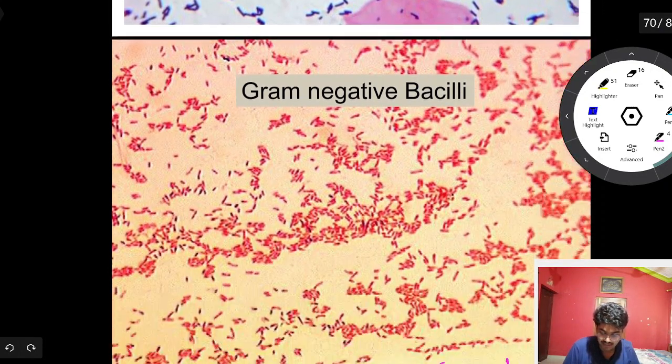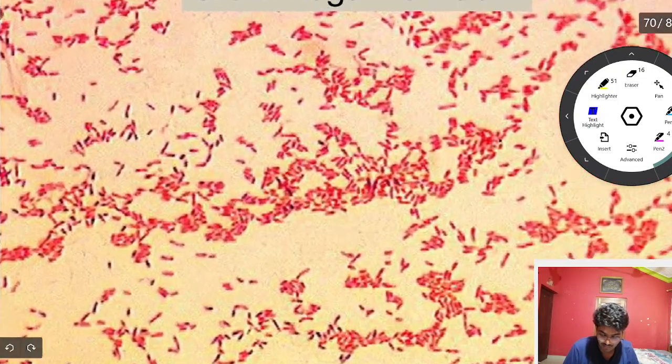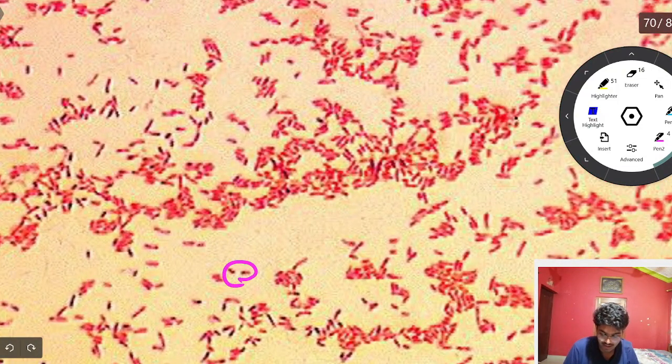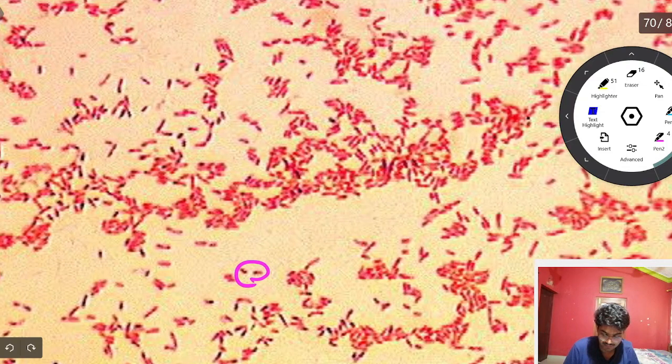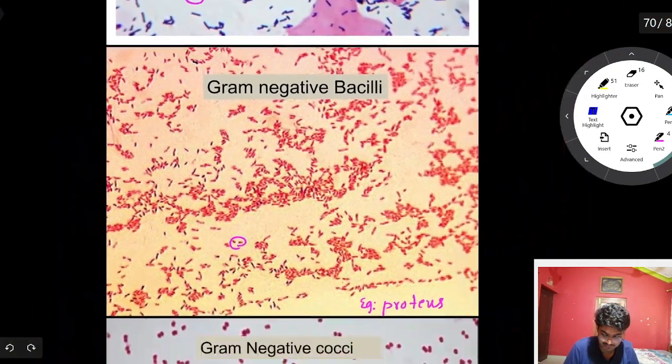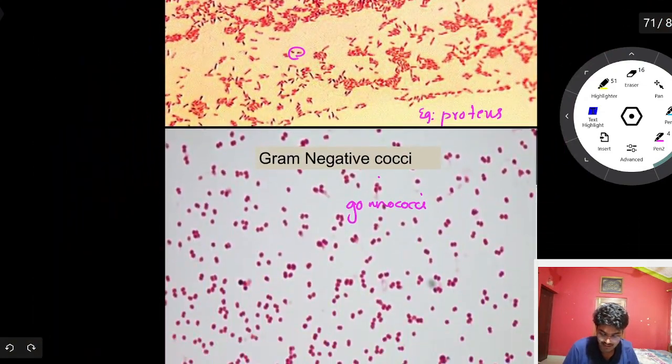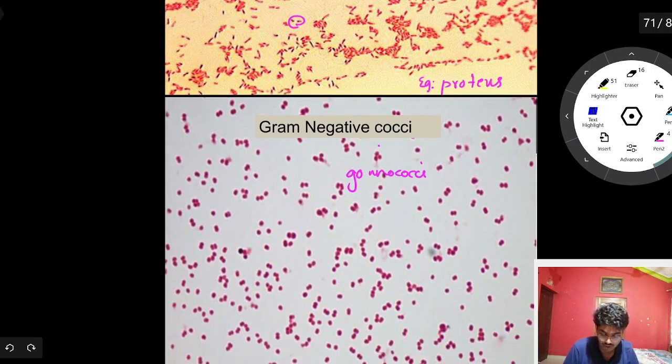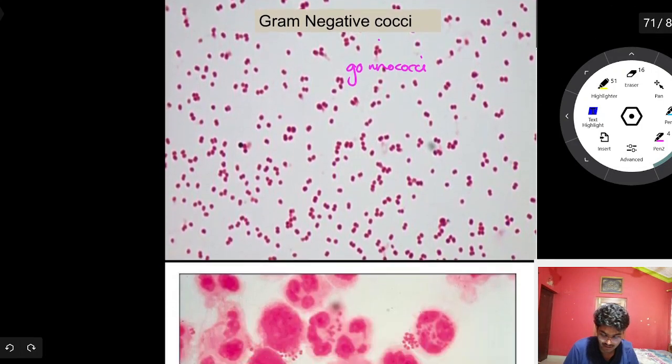Then there are gram negative bacilli, for example Proteus. These are gram negative, pink or reddish in color. Then there are gram negative cocci. Our meningococci and gonococci are examples of gram negative cocci.